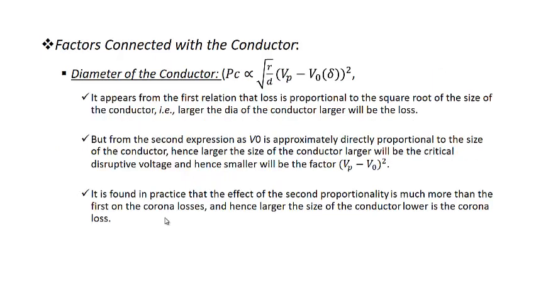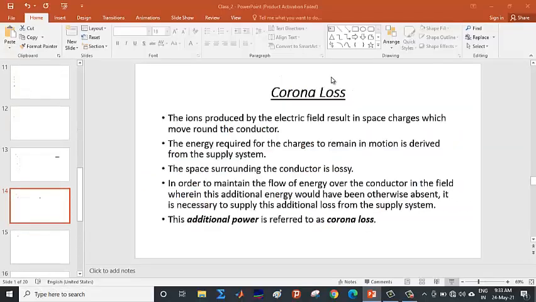Now, the factors that are connected with the conductor. This is the most important factor: the diameter of the conductor. As we can see from here, I can take the factors individually. Pc is proportional to the square root of R, and Pc is proportional to (Vp minus V0) squared. Now it is a function of this R. I should have written R instead of delta. Wait a minute, I will change it over here.